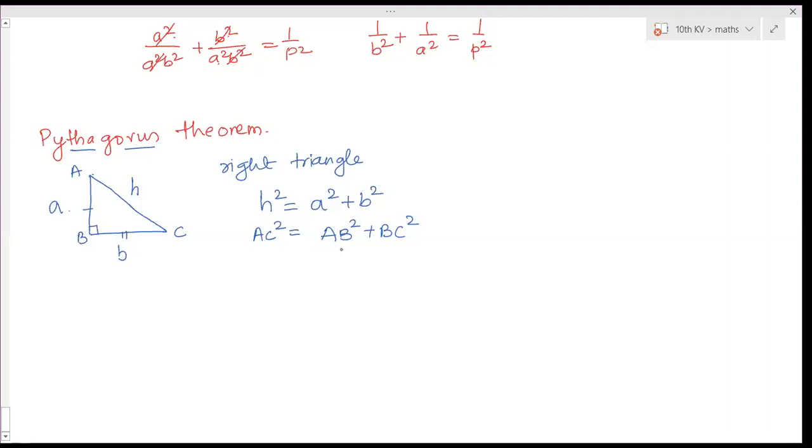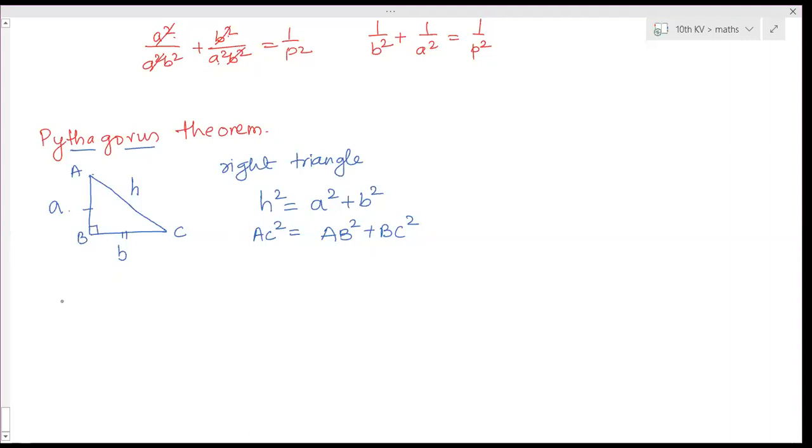Pythagoras theorem. Till now, you have only used this formula. Now we have to learn the proof of this, and by using this Pythagoras theorem, we have to prove some other statements. So first we will study the proof of this Pythagoras theorem.